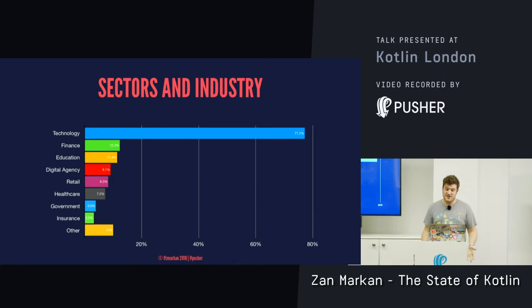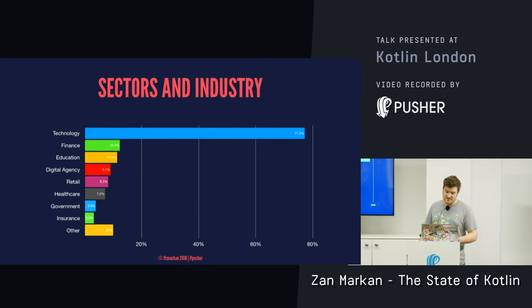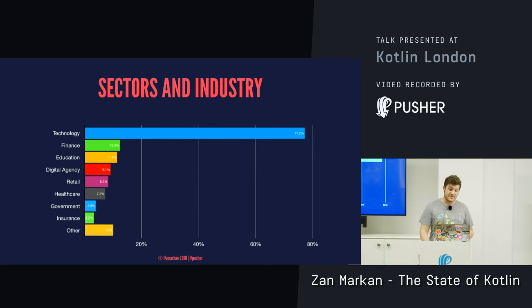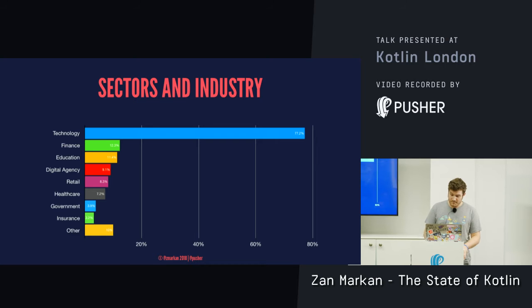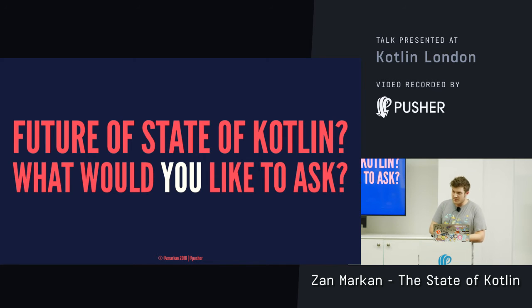Sectors, no surprise here. Tech is leading the charge, and a pretty uniform distribution unless you're working in government or insurance. So that was the demographics. And I would like to ask you, what do you think about the future of Kotlin and the future of State of Kotlin?